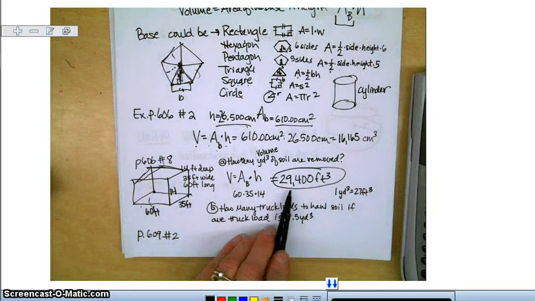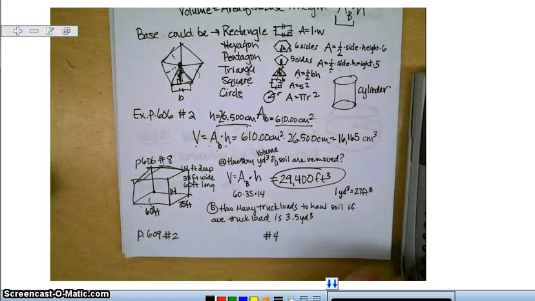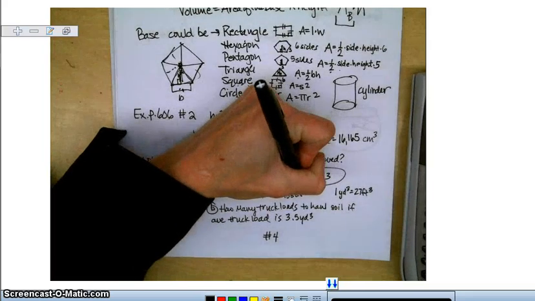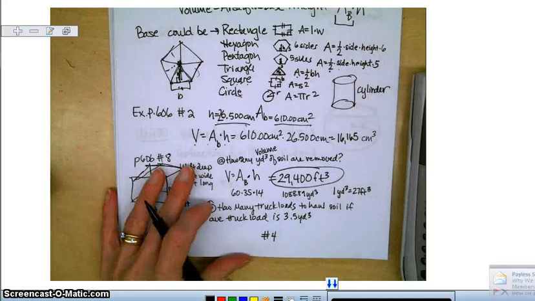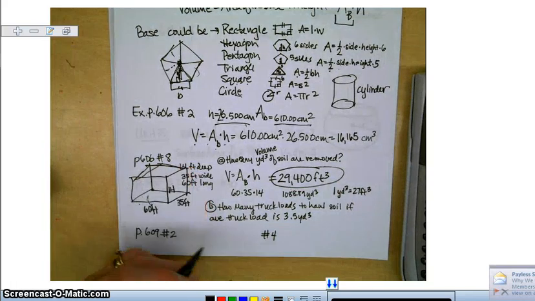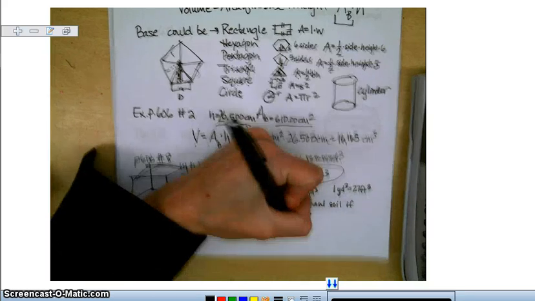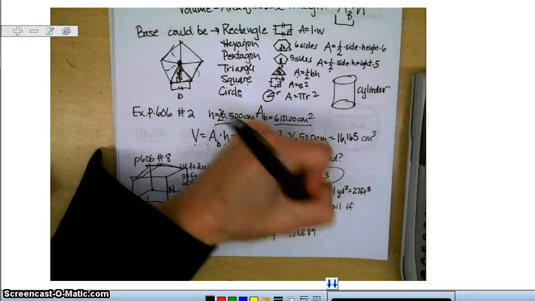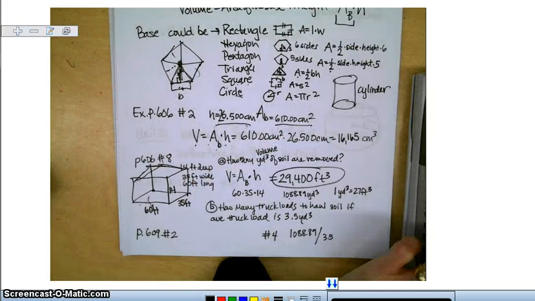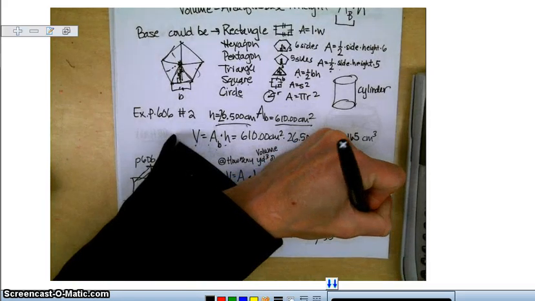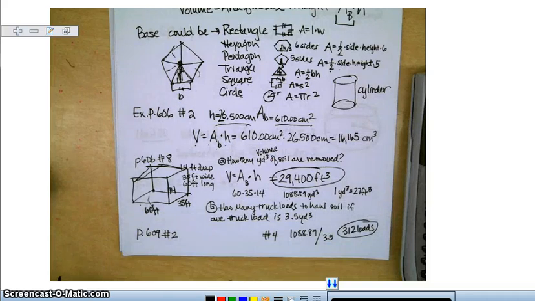Okay, so I basically need to take this and divide it by 27, and that gives me that my volume is 1,088.89 yards cubed. So now, knowing that, I need to split this up into loads of 3.5 yards cubed each. I basically just need to divide 1,088.89 by 3.5, and that's going to give me that it's going to take about 312 loads, 312 trucks or loads to get rid of all of this dirt.